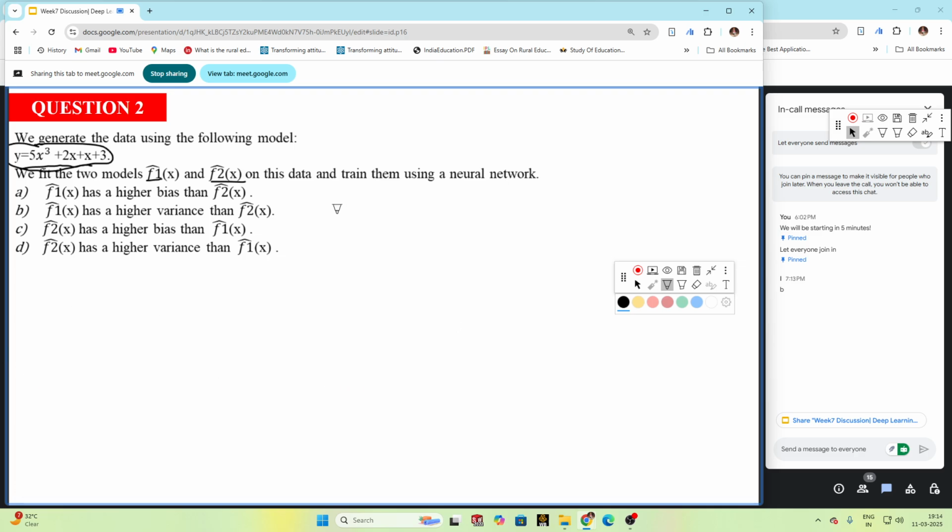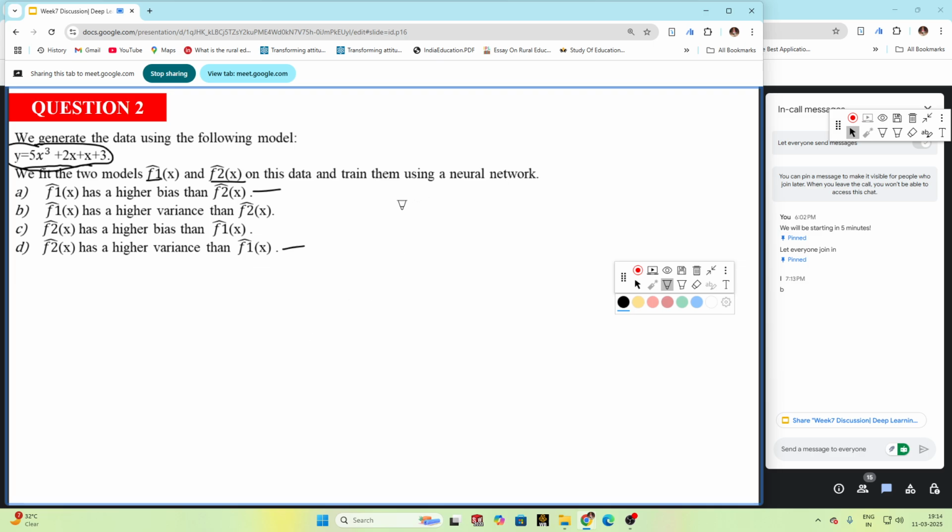So any guesses for this? A and C. No, no. A and D. Okay. So any other guesses? Anyone else?